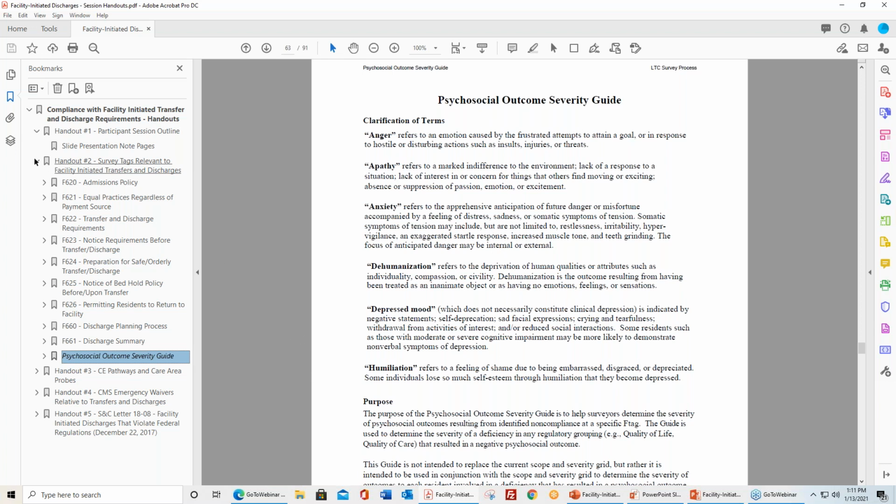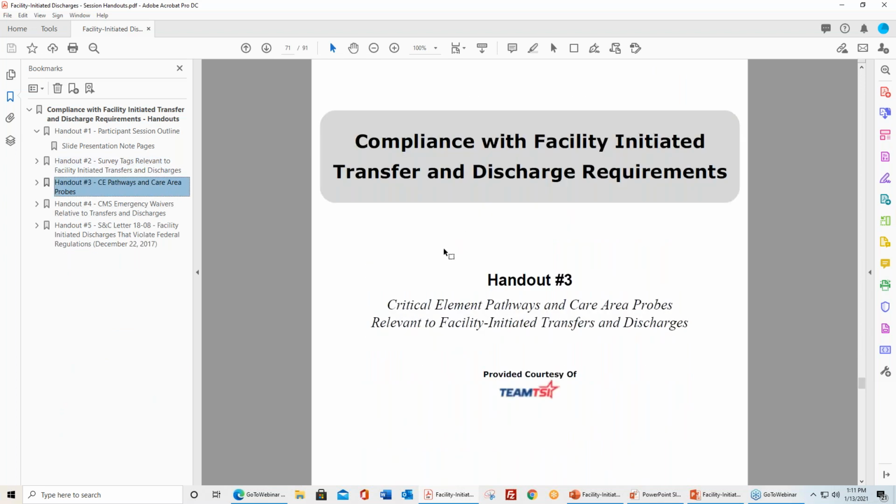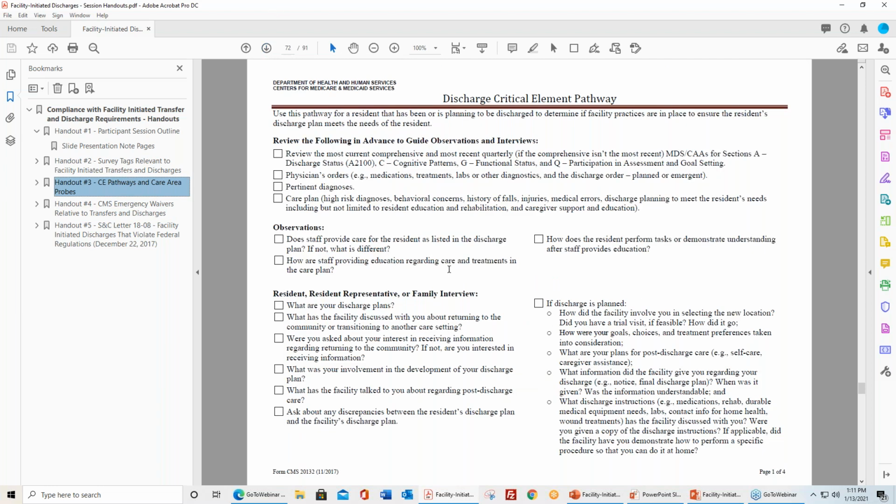The handout number 3 is the care area pathways and the care area probes. These are the exact documents that the survey team will use when they're in the facility conducting the transfer or discharge section of a survey. But what they do is, this is on their computer.